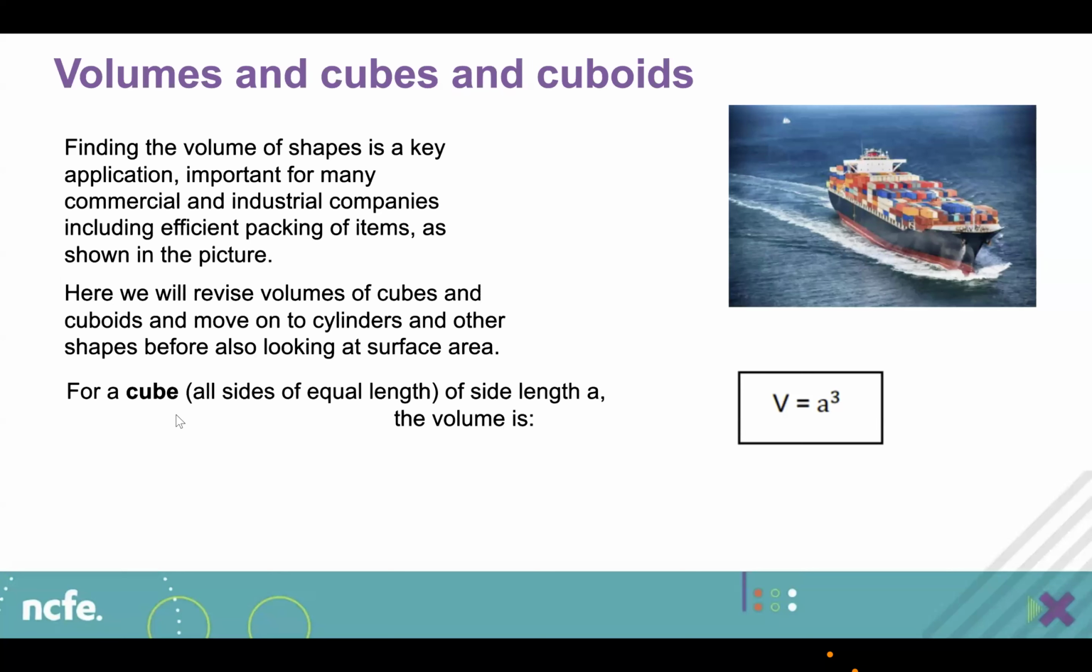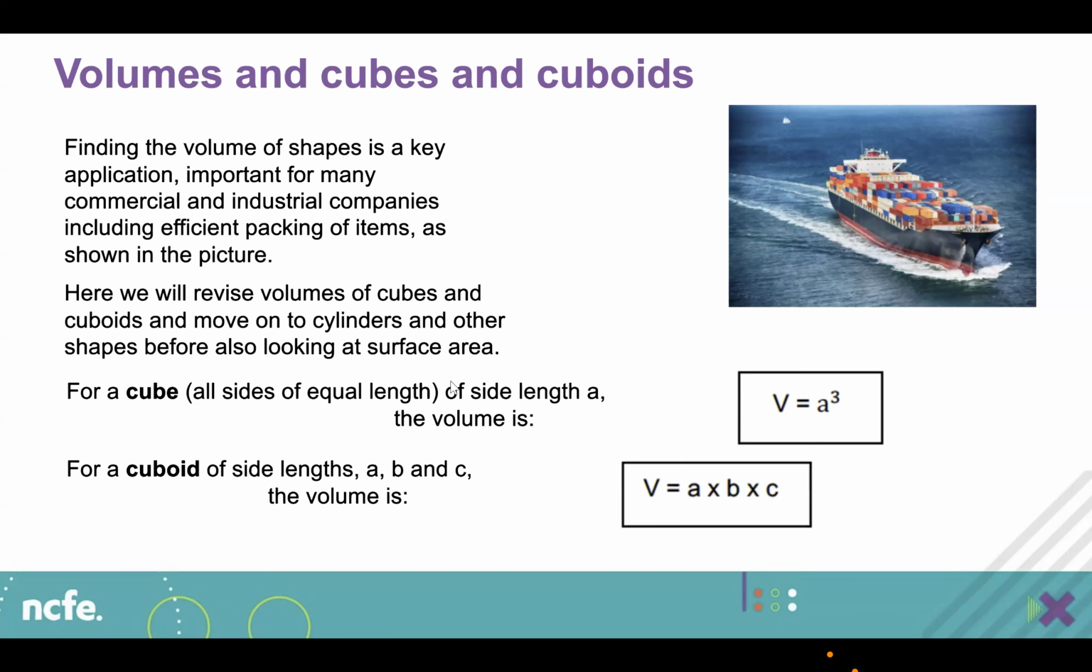So for a cube, all sides are of equal length, side length A, and the volume is A cubed. For a cuboid with side lengths of A, B, and C, the volume is A times B times C. So this could also be written as V equals ABC.